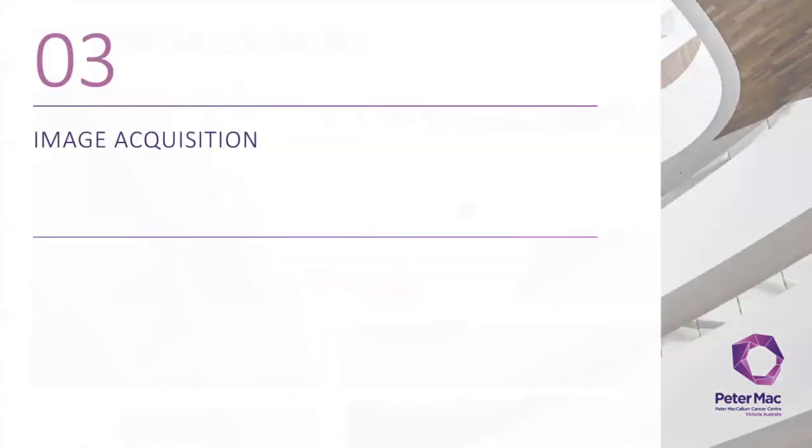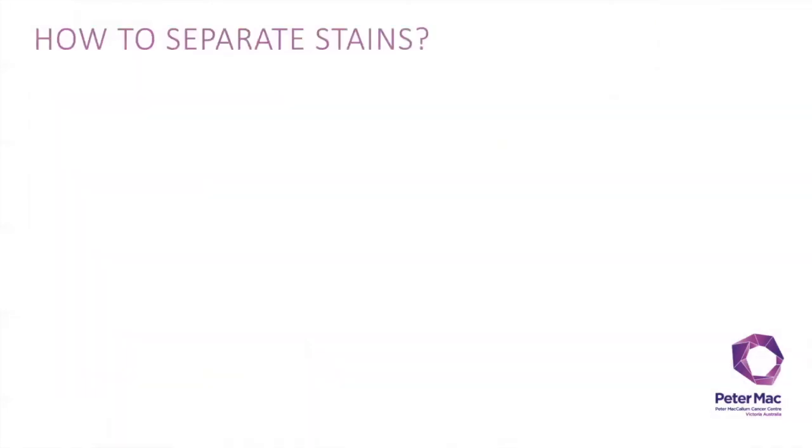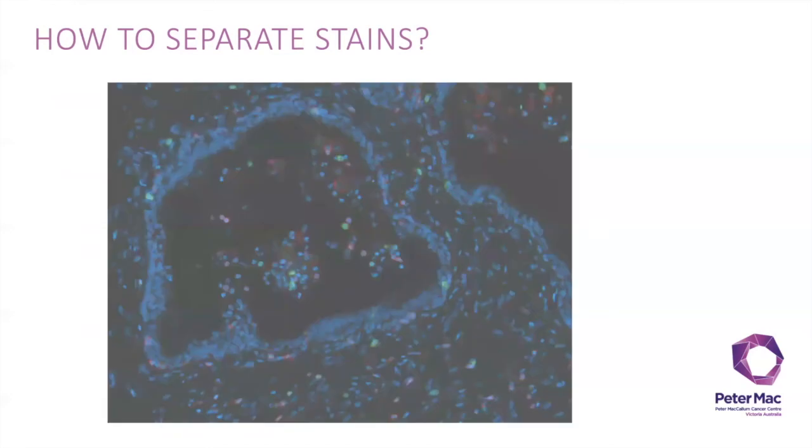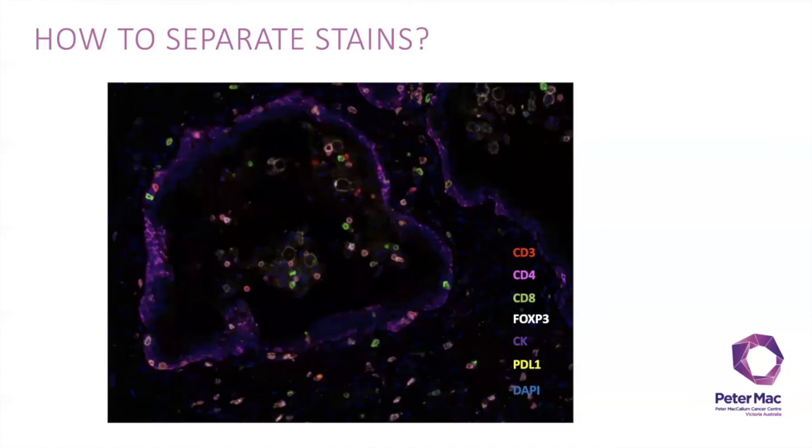Next thing we're going to look at is our image acquisition. So how do we separate out these stains? You saw with that 9-color, 9-plex panel that the fluorophores were really overlapping. So what we want to do is take this raw data and convert it into something where we're a little bit more sure where each of the fluorophores and each of the signals are coming from.